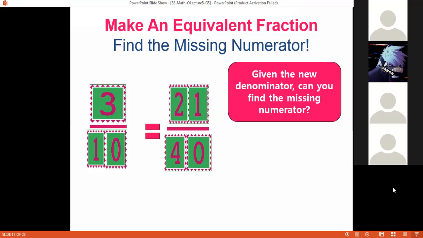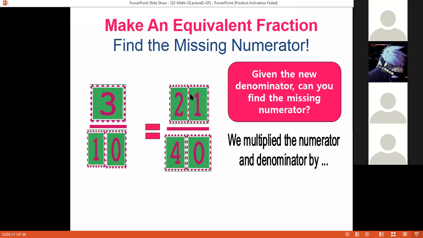Yalla Majed. Okay. How did the 10 become 40? 10 times 4. Excellent. Now I need to multiply 3 times 4. What's 3 times 4? 12. Excellent. Very good, Majed. It should be 12. Let us continue. I don't know if there are more exercises. Let me check.